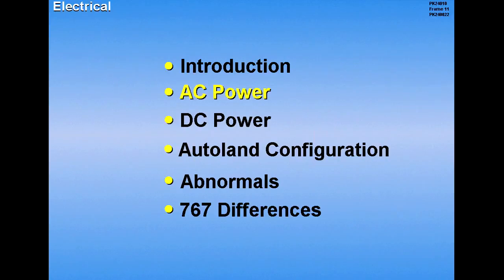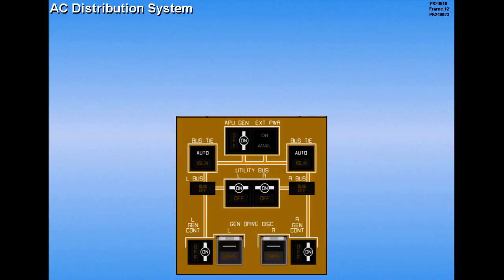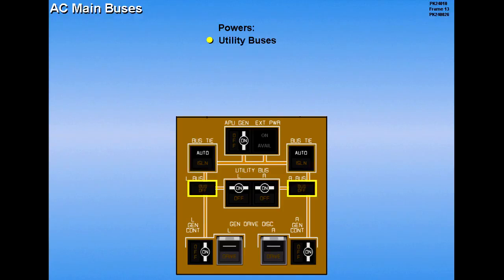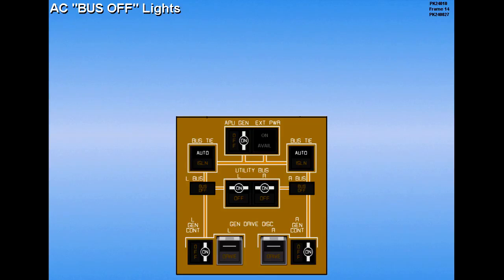Now let's discuss AC power. The AC distribution system includes the AC buses, the utility buses, and the bus tie system. The main AC buses provide power to the utility buses and transformer rectifiers. The AC bus-off lights illuminate when the buses are unpowered and extinguish when powered.